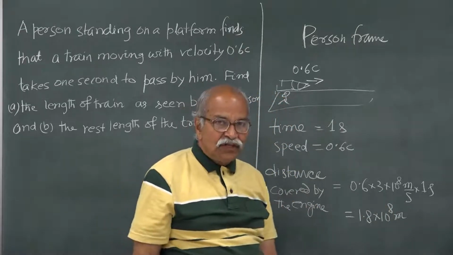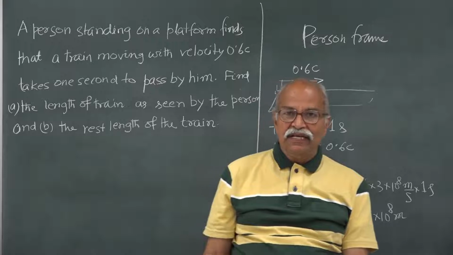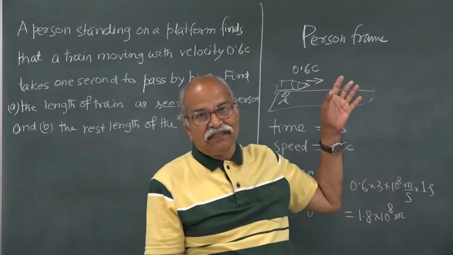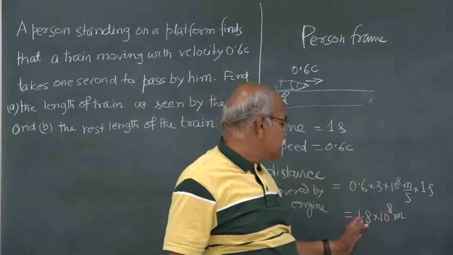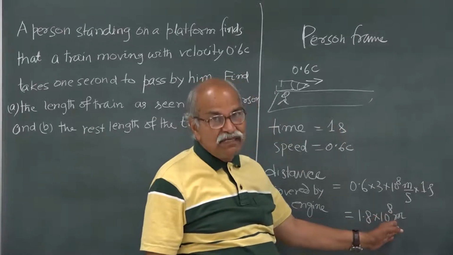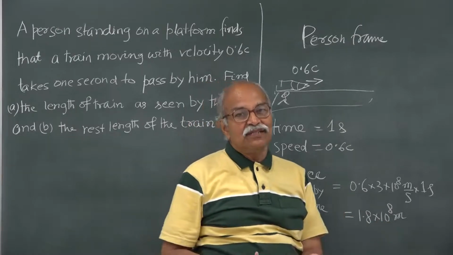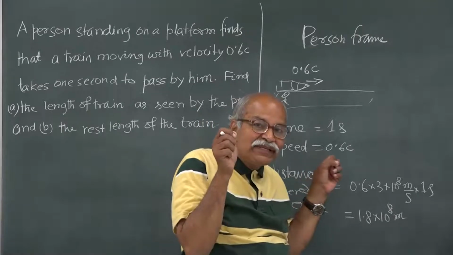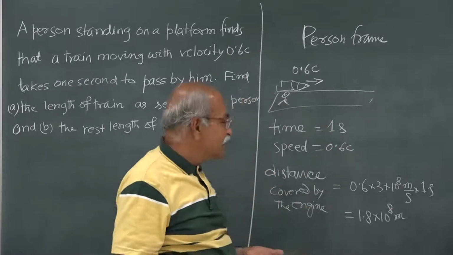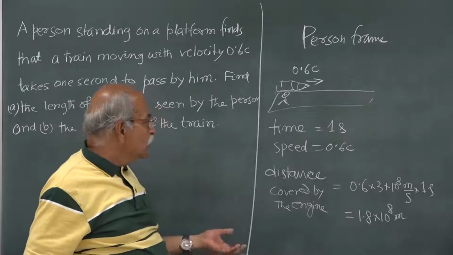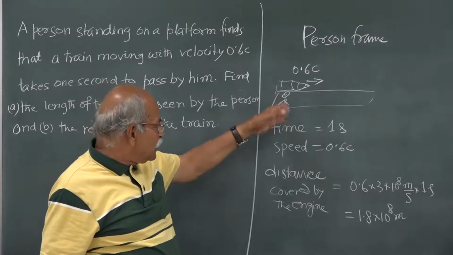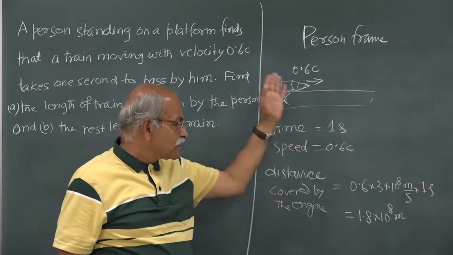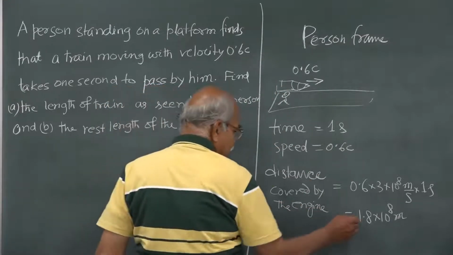So, to practice all these relativity equations, we create these hypothetical situations. The length of the train is 1.8 into 10 to the power 8 meters. These are all hypothetical situations, but to bring out the meaning of equations, we use these unrealistic numbers. So, at 1 second, that last rear part is here and the engine is at this distance. So, that is the length of the train.